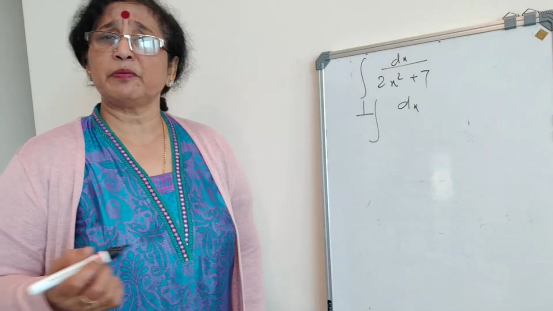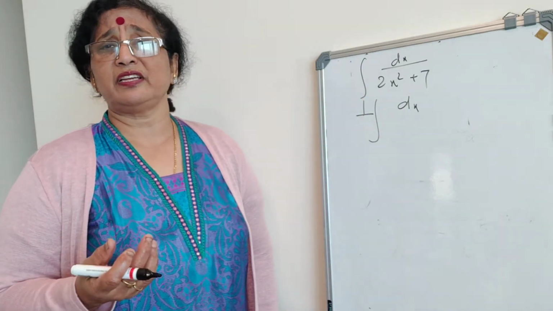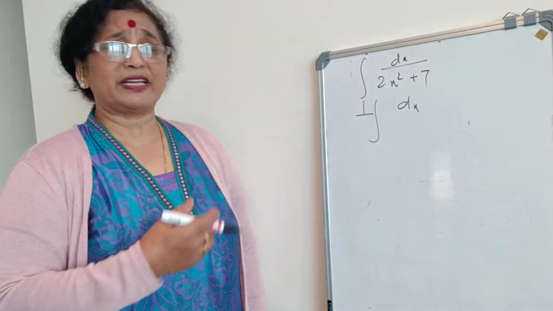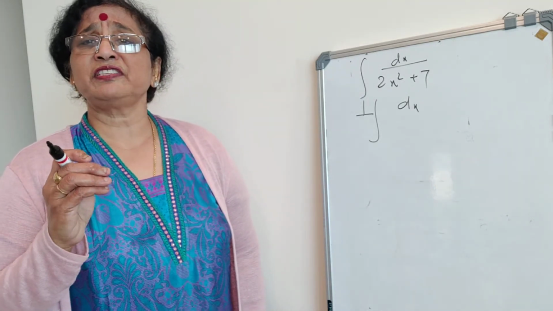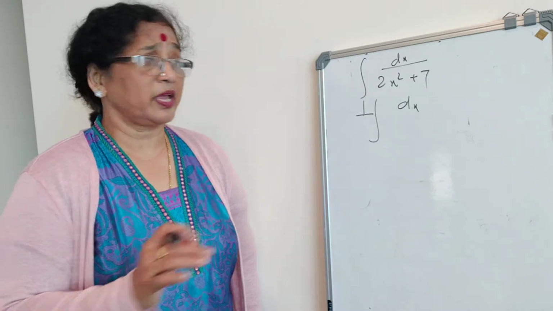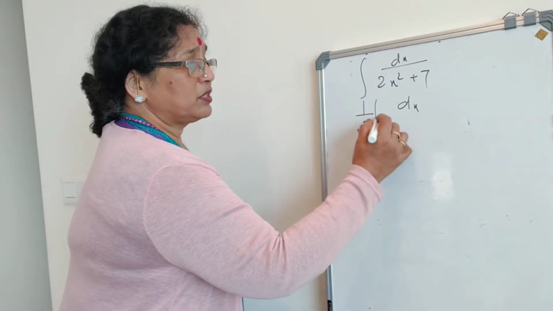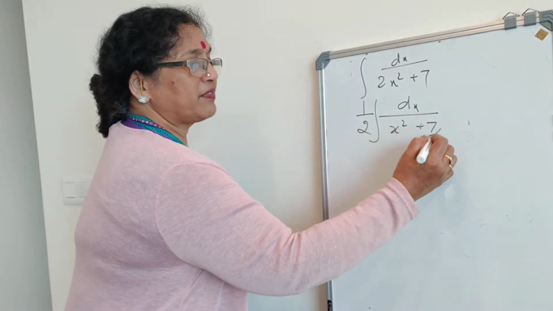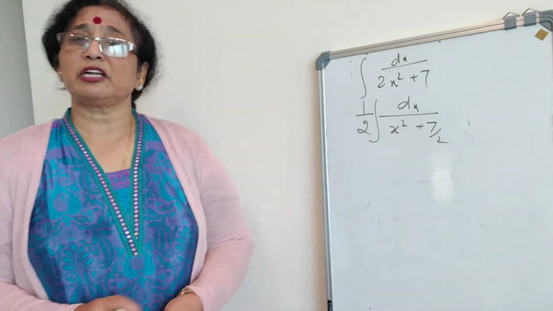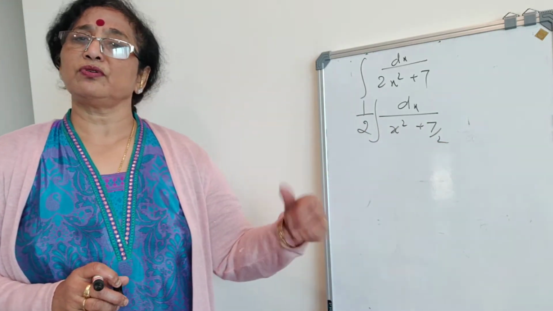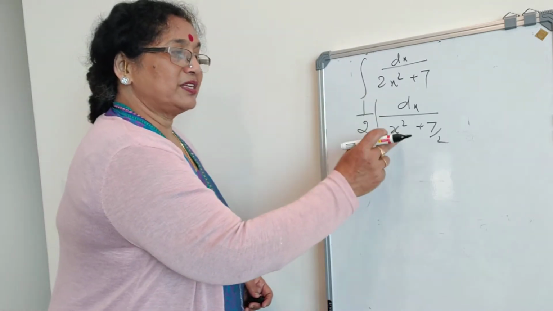Intelligent people will do it. Some people who are very fast in mathematics will do it very easily. I can also do it mentally, but the safest way for anybody is this. Okay, so 2 common, so the denominator becomes x square plus 7 by 2, because 7 is not a multiple of 2, so 2 into 7 by 2 is 7. So here you got, now this is a.